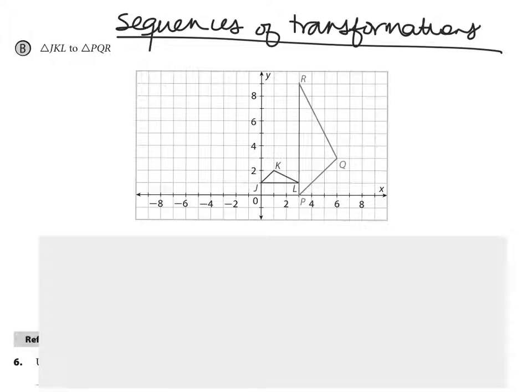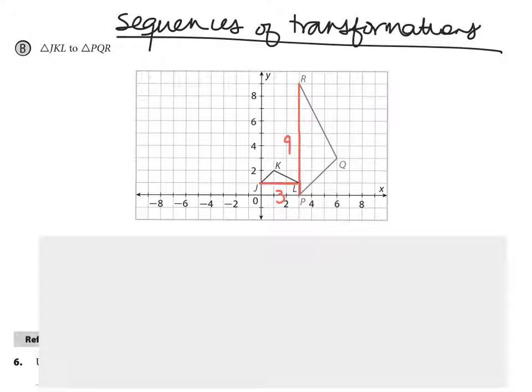So when I look at this, the first thing I think is I want to make them the same size. So I want to actually take care of any dilation that needs to occur first. And to me, the easiest thing to do is maybe to pick two corresponding lengths and determine what the scale factor is between those two. So I see J to L is 3. And if I count P to R, that's 9. So that means that PR is 3 times larger, so that's going to be my scale factor there.